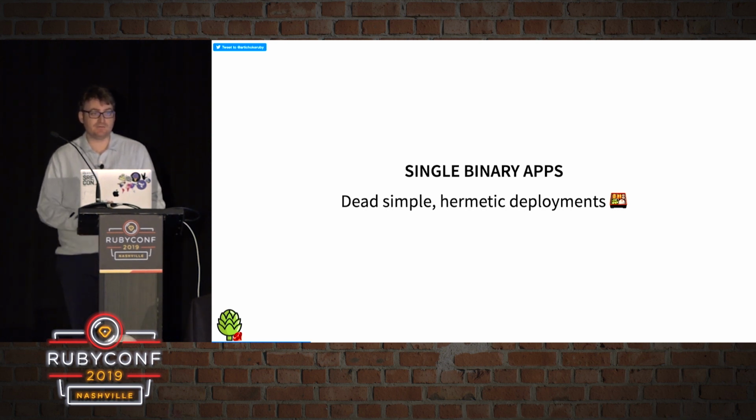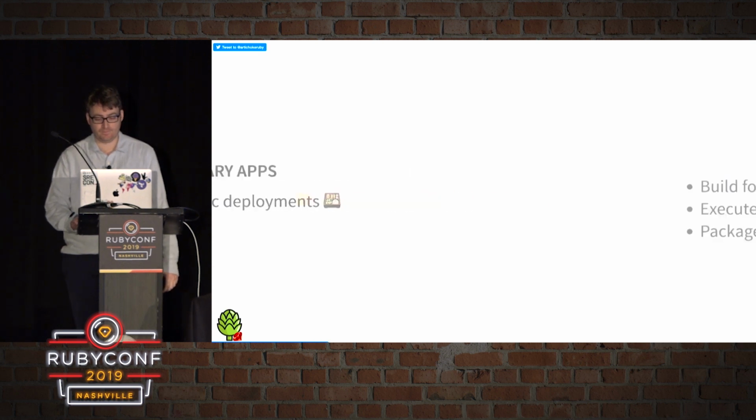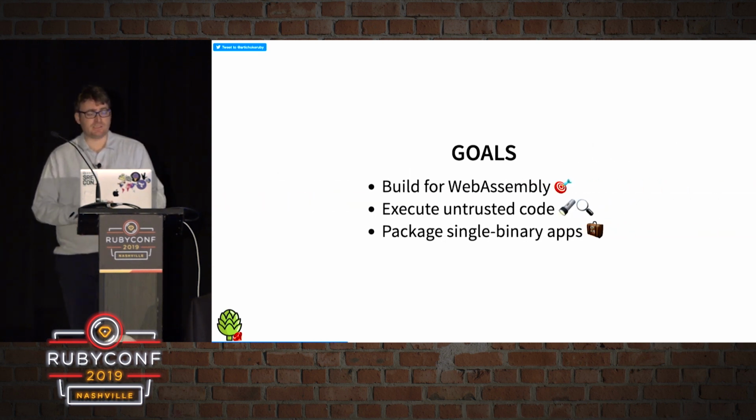Additionally, apps themselves typically load Ruby code, gems, config, and assets, and it would be nice if we could bundle these all together into one binary to make it super simple for us to deploy our applications. So to summarize, our goals for the project are to build for WebAssembly, execute untrusted code, and package single binary applications in a way that's easy to deploy.